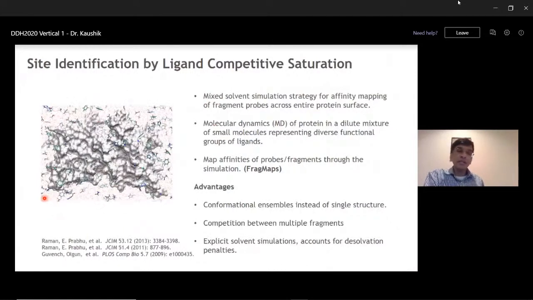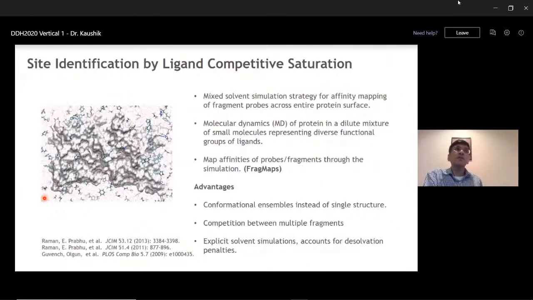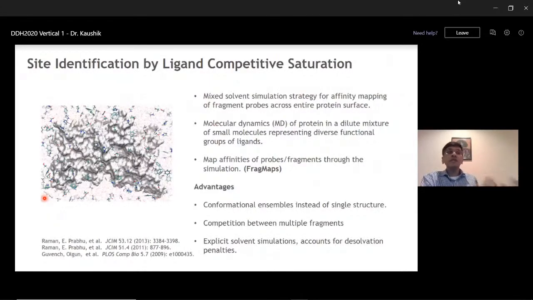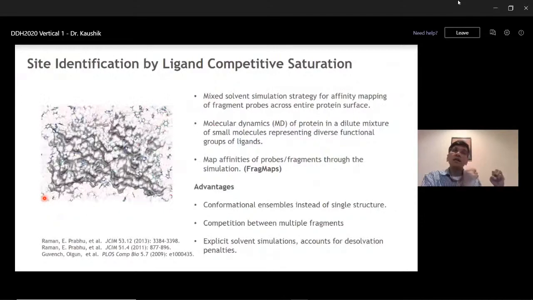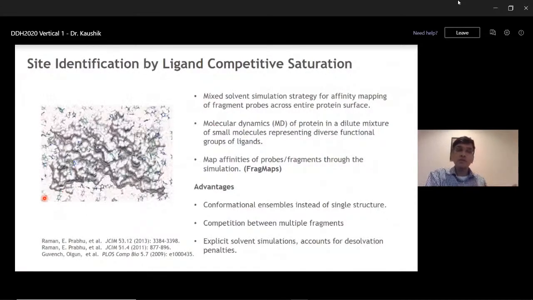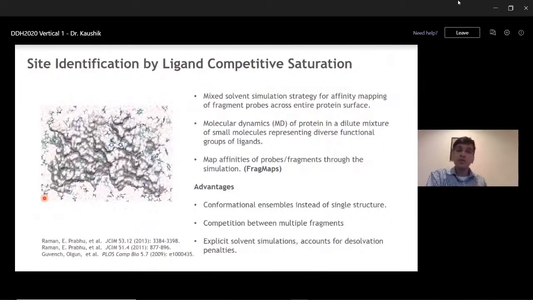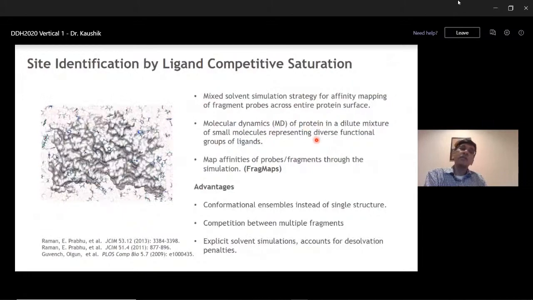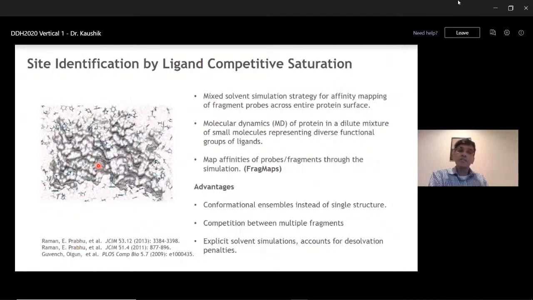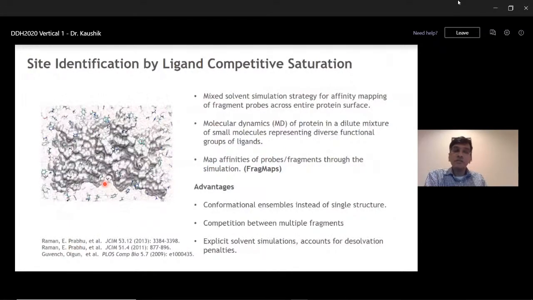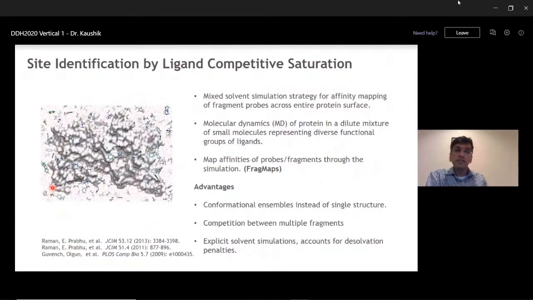You could also have charged acceptors and donors in the context of using ions like methylammonium and acetates. So we take these representative fragments or small molecules and put them in the solvent box along with the protein. And then we run out this really long molecular dynamic simulation. Through the molecular dynamic simulation, what we then do is to map out the affinities of these different small molecules on the protein surface.